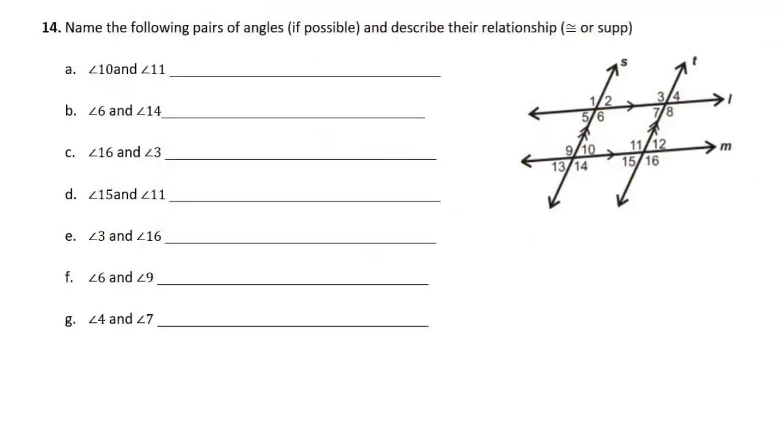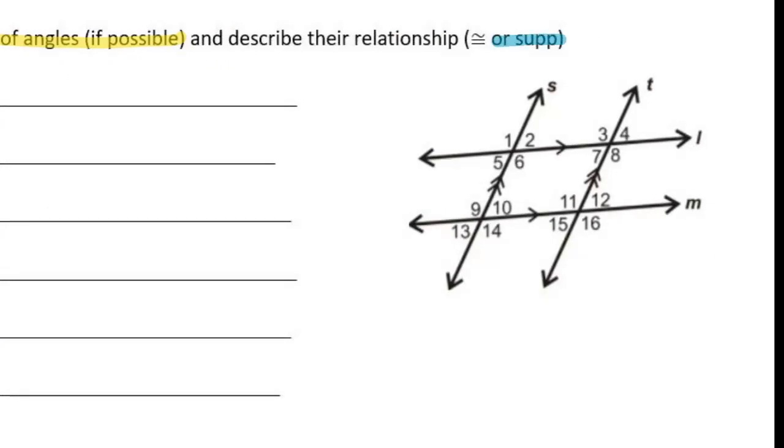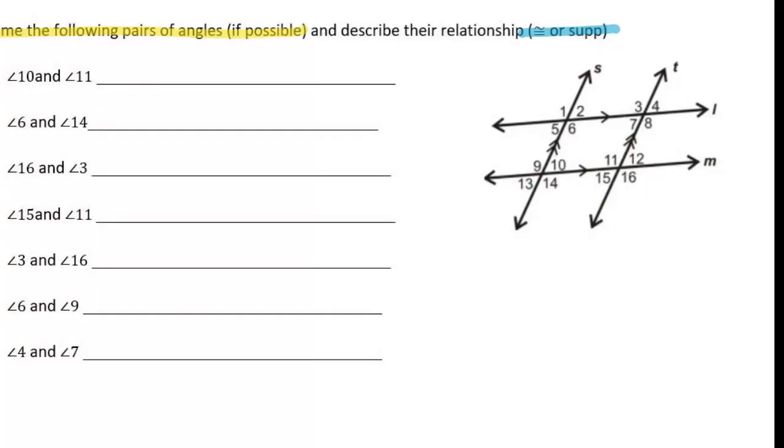We're going to name our pairs of angles, if possible. And then we're going to describe their relationship. Are they congruent or are they supplementary? Are my lines parallel here? Yes. How do we know? They got those little arrows on them. So line L is parallel to line M, because they each have one little arrowhead on them. And line S is parallel to line T. They each have little arrowhead on them.